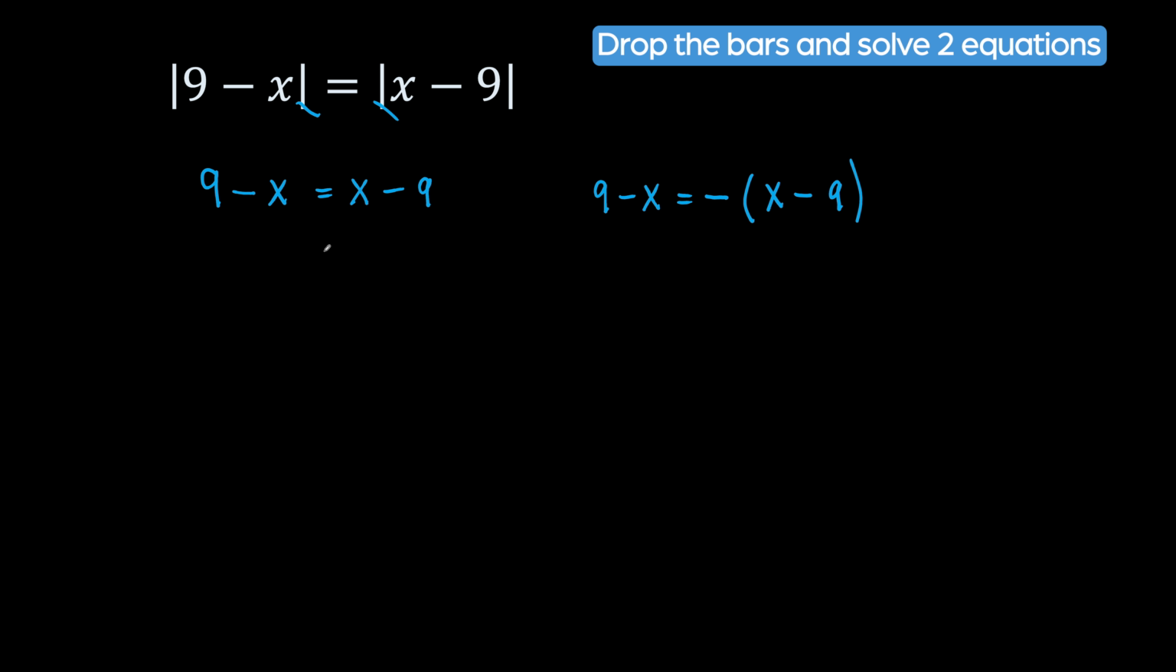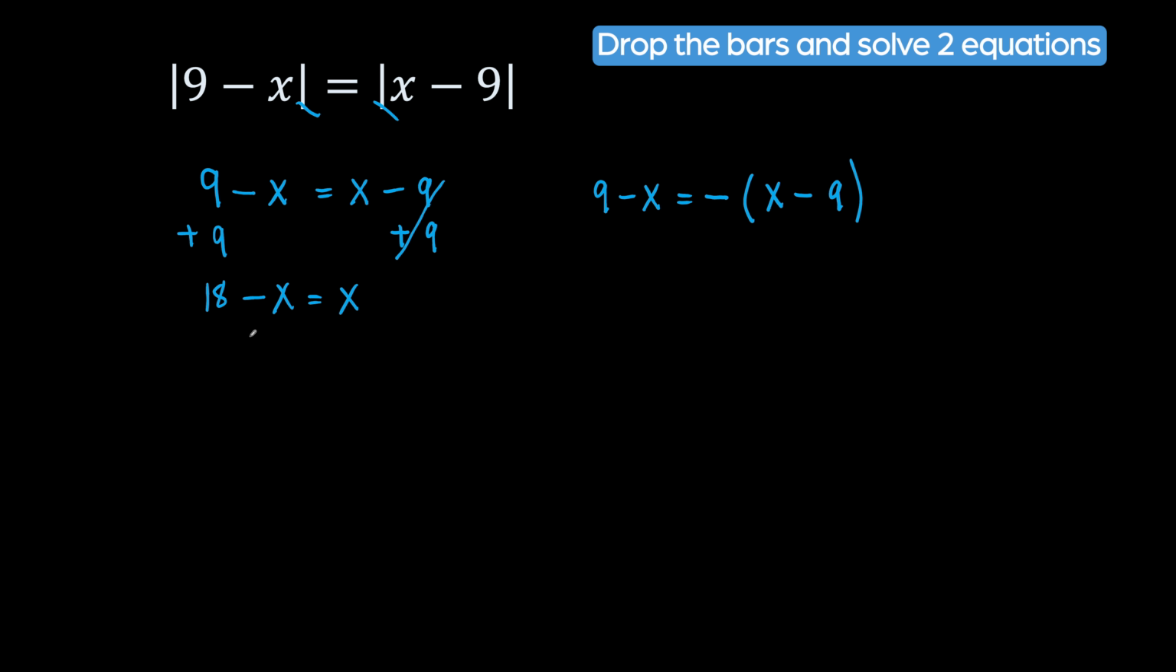Now let's look at the first equation. I am going to have x on the right side, so I'm going to add 9 to both sides. And you solve however you're comfortable. 9 plus 9 will be 18 minus x is equal to x. Negative 9 plus 9 will give us 0.